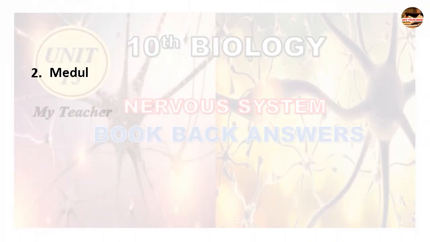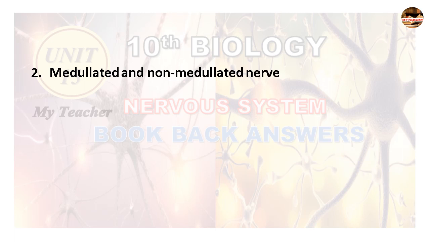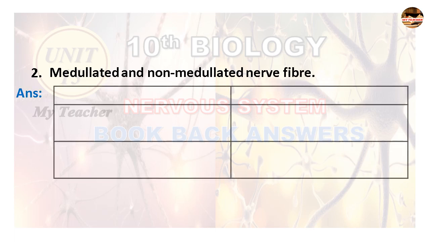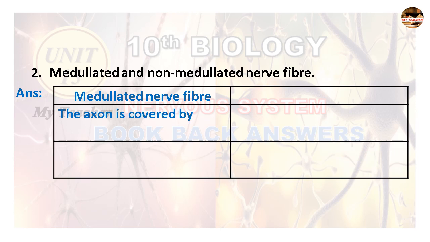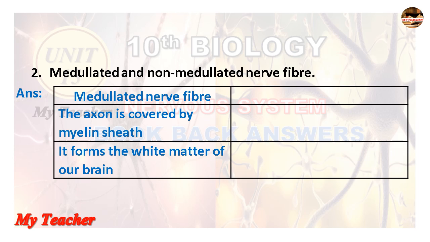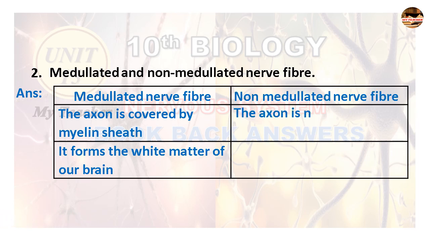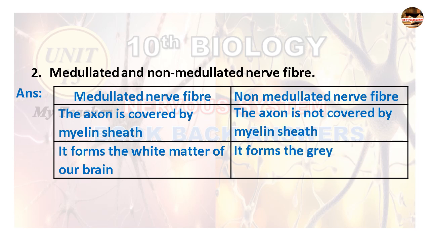Second question, medullated and non-medullated nerve fiber. Answer, medullated nerve fiber, the axon is covered by myelin sheath. It forms the white matter of our brain. Non-medullated nerve fiber, the axon is not covered by myelin sheath. It forms the gray matter of our brain.